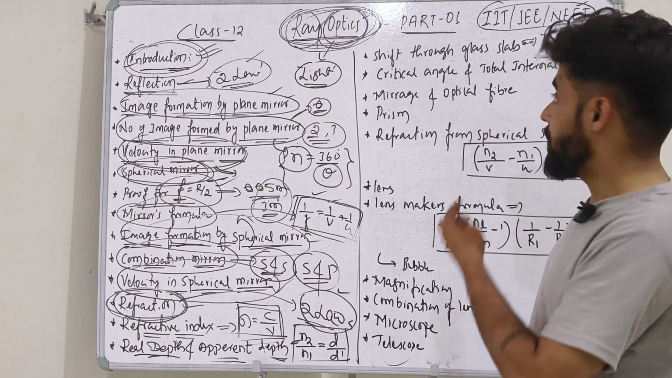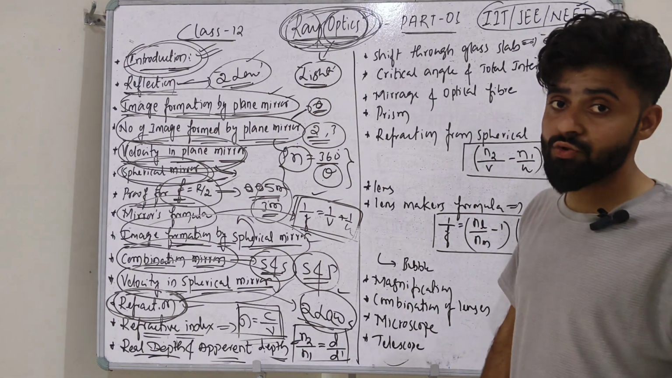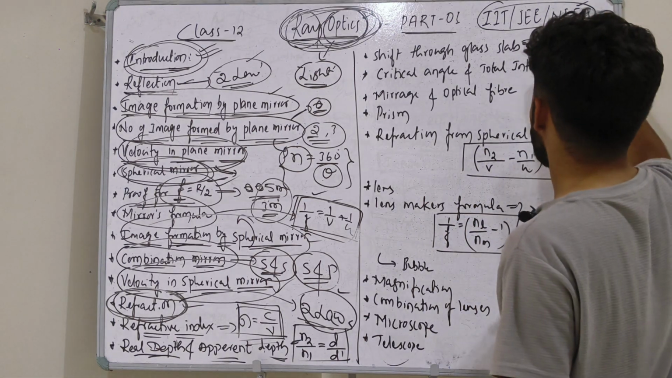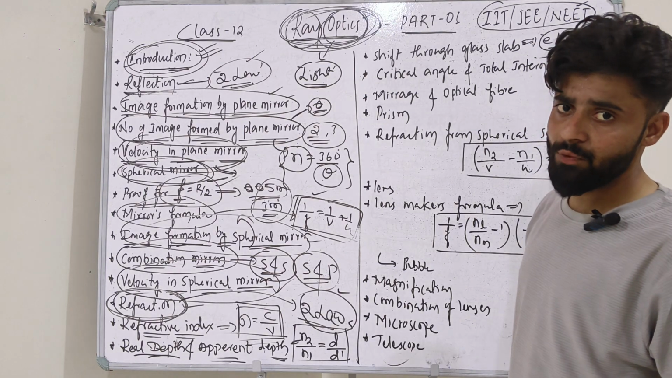Emergent ray and incident ray are parallel to each other. ಅವೆರಡು ಪ್ಯಾರಲಲ್ ಇರ್ತಾವೆ. ಹೆಂಗ್ ಪ್ಯಾರಲಲ್ ಆಗ್ತಾವೆ, ಯಾಕೆ ಪ್ಯಾರಲಲ್ ಆಗ್ತಾವೆ ಅದನ್ನ ಮ್ಯಾಥಮೆಟಿಕಲಿ ಪ್ರೂವ್ ಮಾಡೋದು.